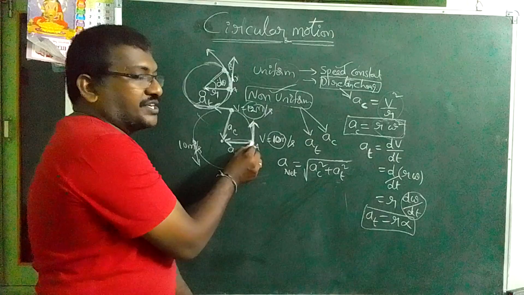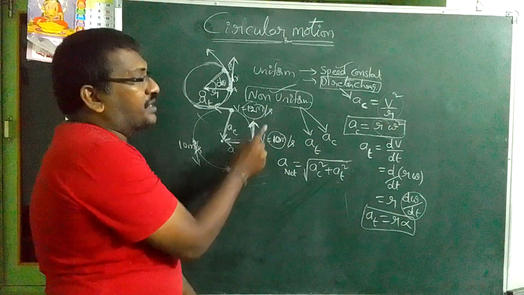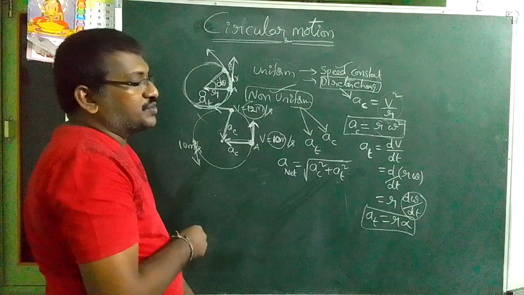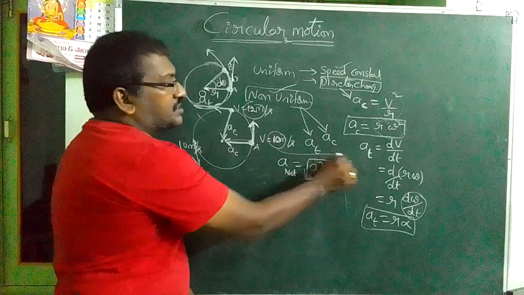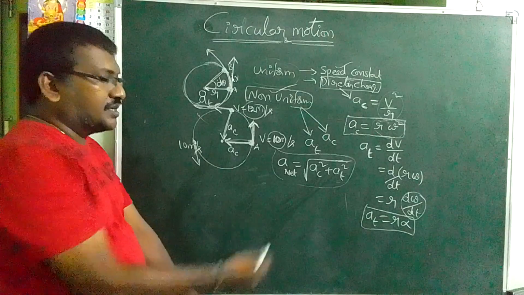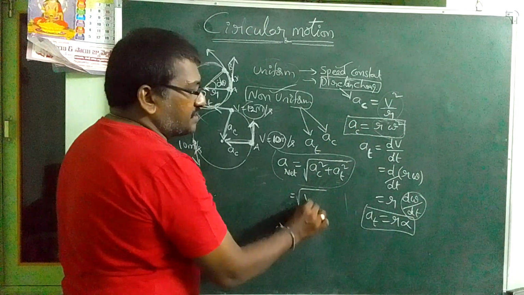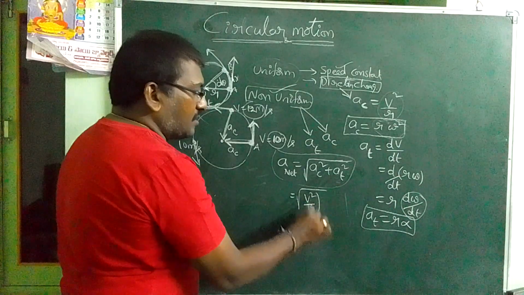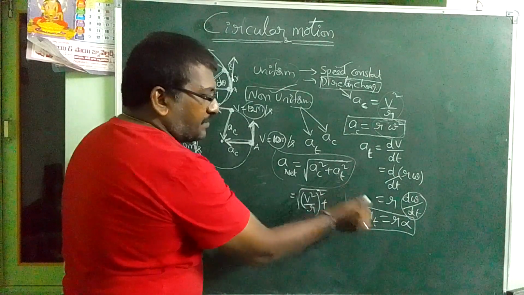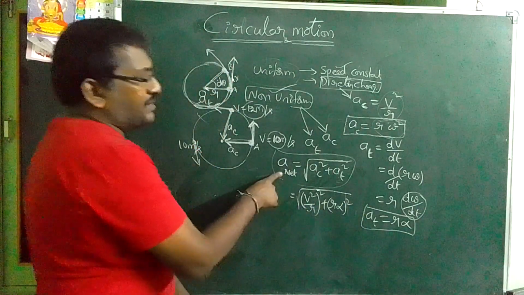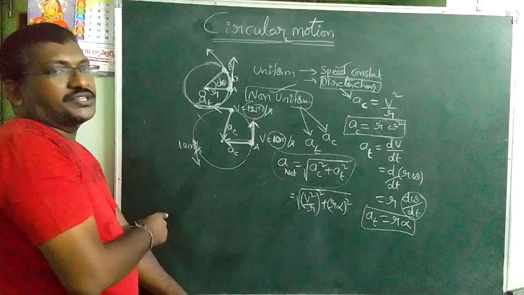So the net acceleration of the particle when it performs non-uniform circular motion, this is the formula for net acceleration. Substituting, root of AC, which is v square by r, whole square, plus AT, which is r alpha, whole square. That is the magnitude of the net acceleration.